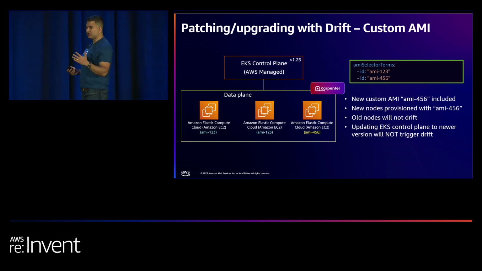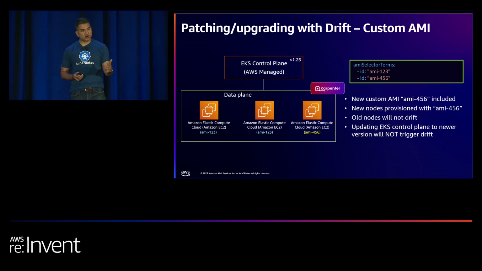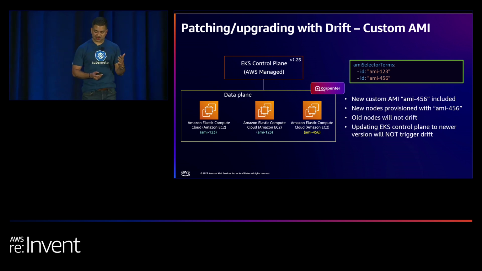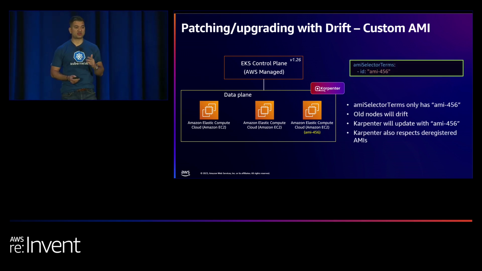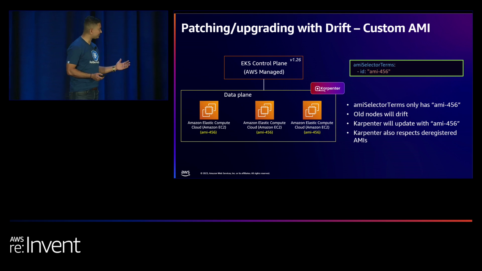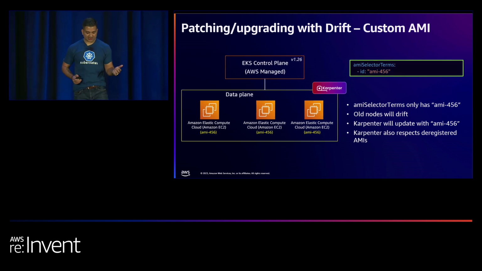Now what if you want to migrate all those EC2 nodes into this new AMI, AMI 456? Well, you simply remove AMI 1, 2, 3. At that point, there is a drift. And then Karpenter will automatically upgrade those older nodes with the new AMIs. Karpenter also respects pre-registered AMIs.